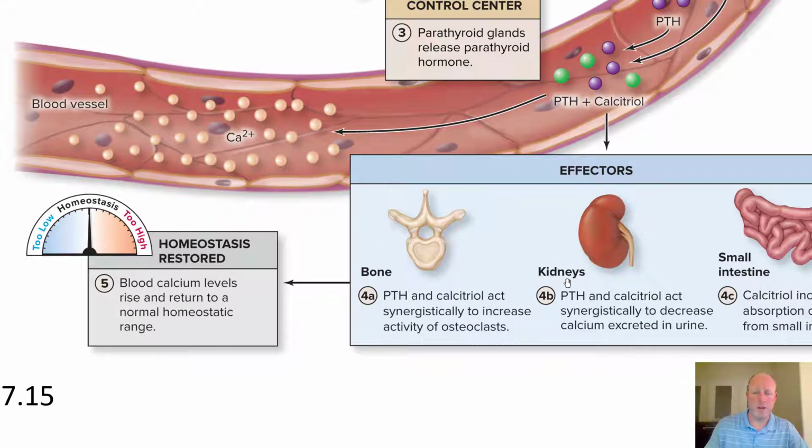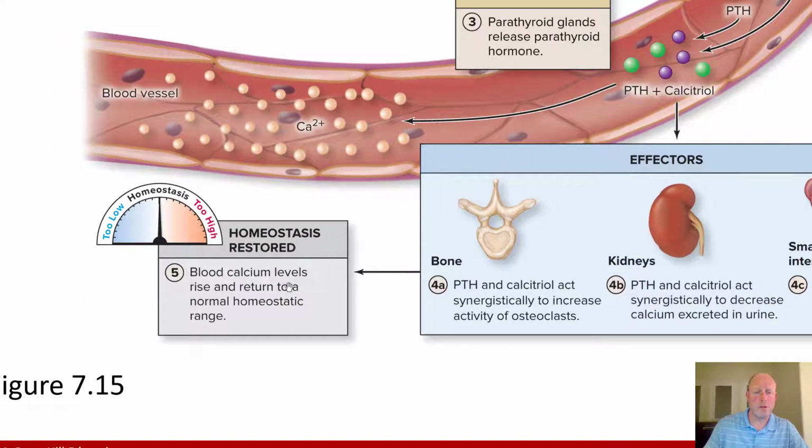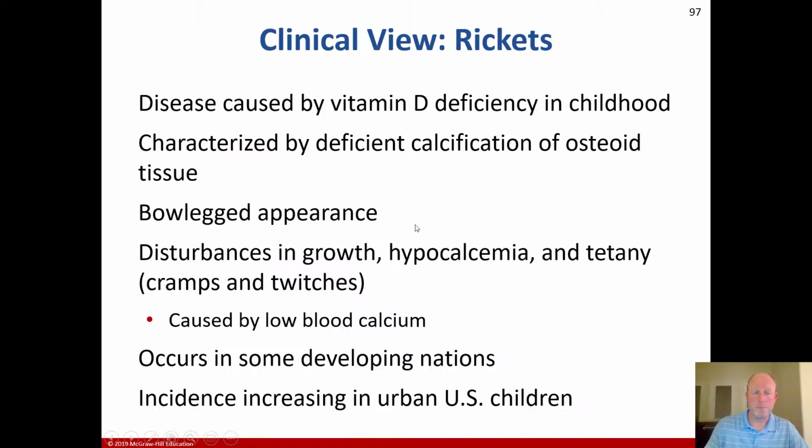Kidneys being responsible for waste, right, managing that. And then in bone, parathyroid hormone and calcitriol act synergistically to increase the activity of the osteoclasts. And blood calcium levels then, with homeostasis, rise and return to a normal homeostatic range. At least that's how we want it all to happen.